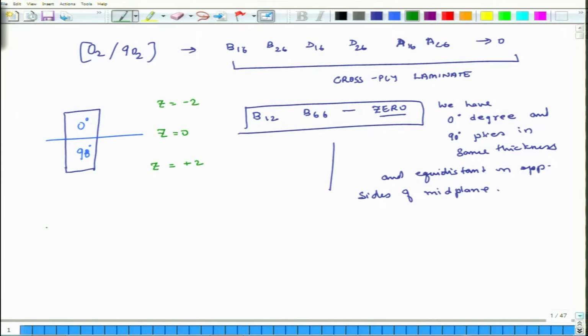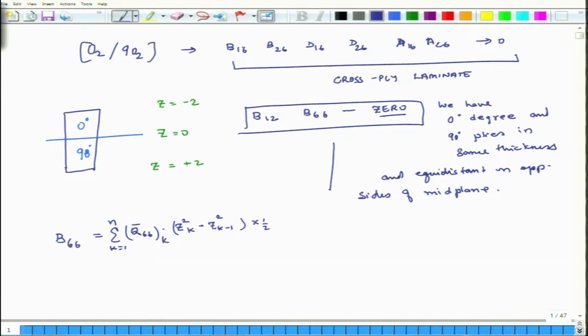So, let us compute B66. B66 is equal to Q66 bar times Zk squared minus Zk minus 1 squared, into 1 over 2, for the kth layer, and then I sum it from k equal to 1 to n.